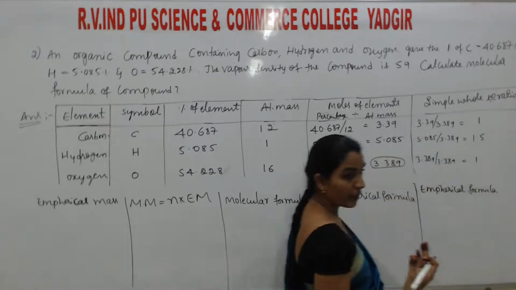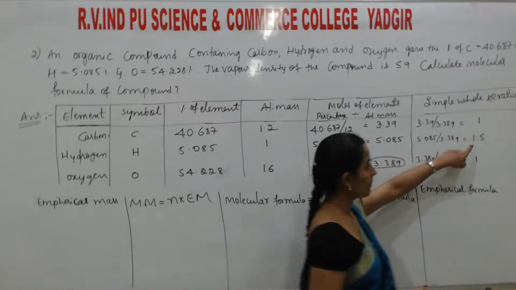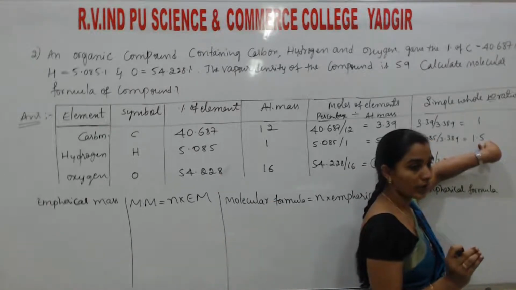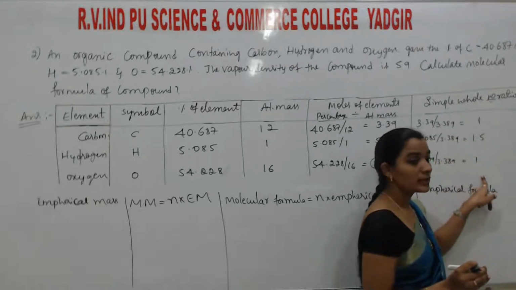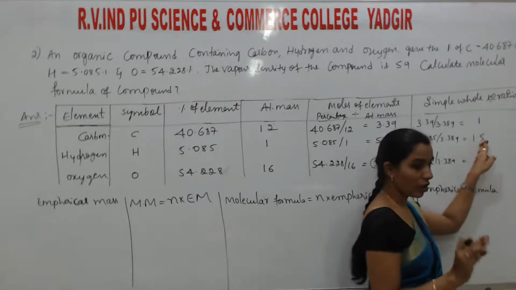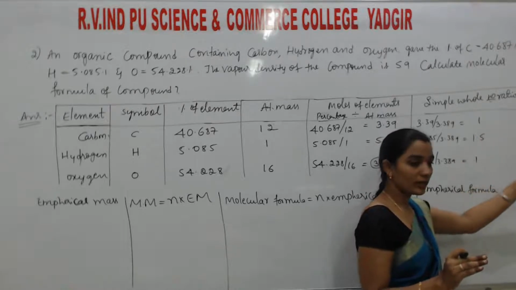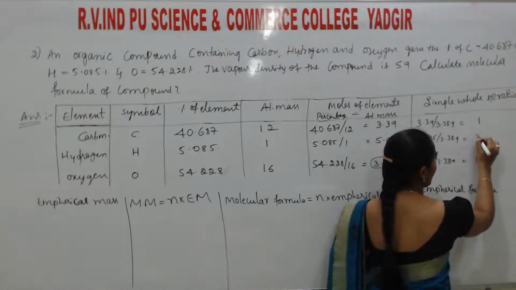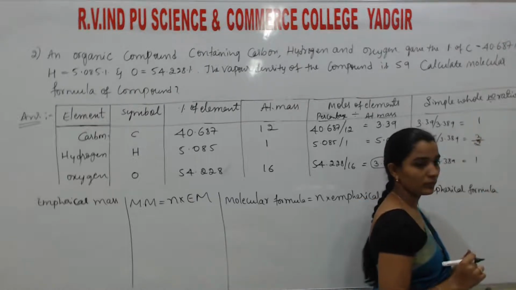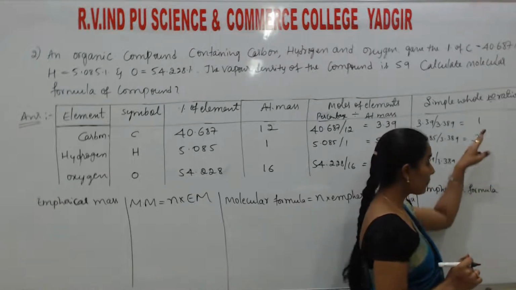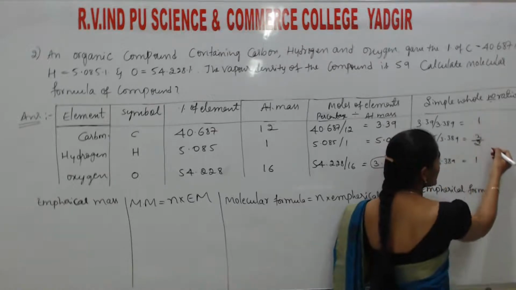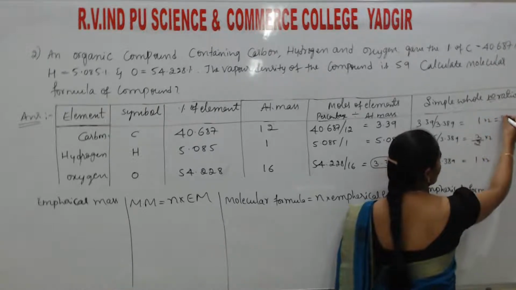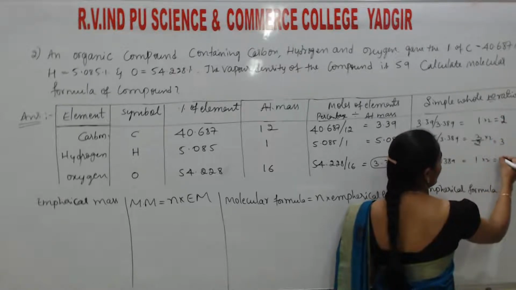So students, you know, these must be present in simple whole number ratio. Understood? These must be present in simple whole number ratio. That means these cannot be in the form of 1.5, 2.5 like that. Understood? So this 1.5 is written as 3/2. Correct? So if each term is multiplied by 2, then we will get 1, 2, 3, 2.